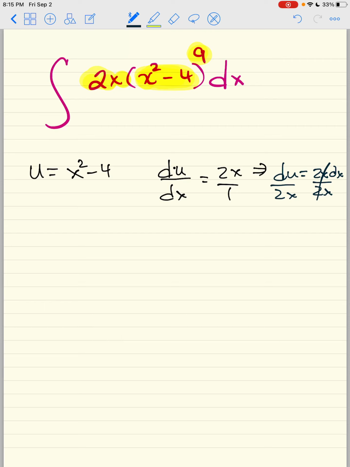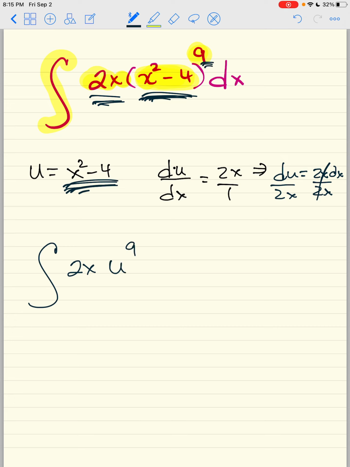Okay, so you might say, why are we doing this? Well, I'm going to just go in order. I'm going to write down this integral sign. I'm going to leave the 2x as is because I never touched this. I converted x squared minus 4 to a u. So that's going to be my u. I never touched my 9.